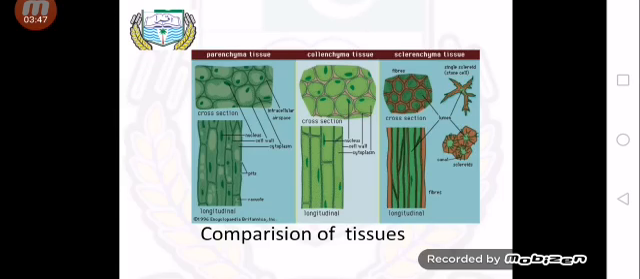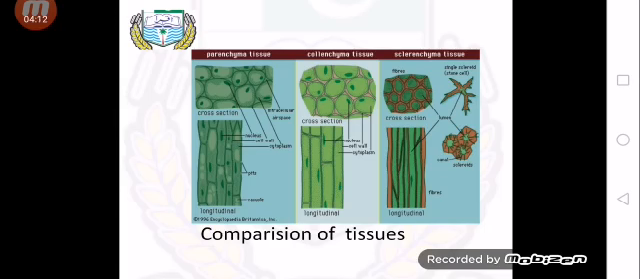Here in this diagram you can see three types of tissues. First of all, on the left side it is parenchyma tissue, in the center it is collenchyma, and on the very right side it is sclerenchyma tissue. So we can compare these: in parenchyma the cell wall is very thin and it is primary, there is no deposition of any material.